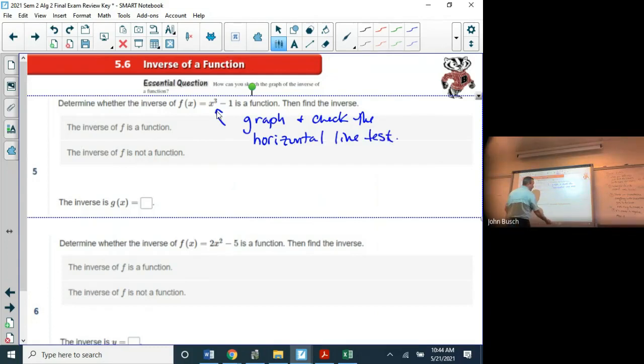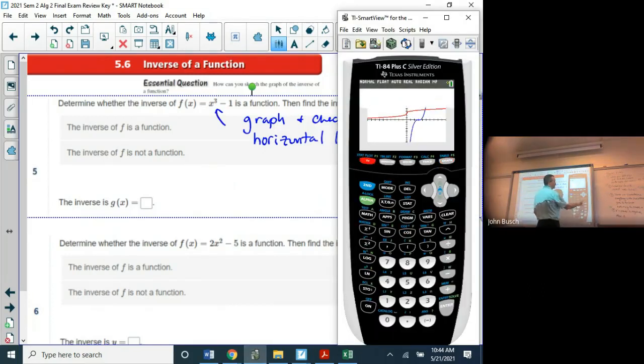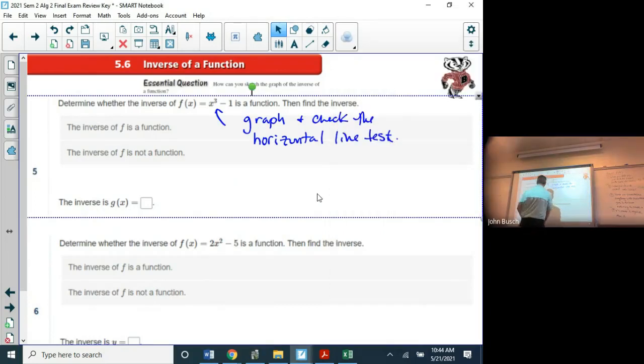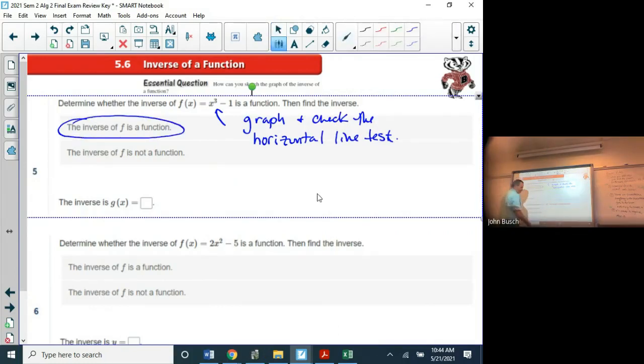Okay, so let's graph it. It is x to the third minus 1. And you can see if we drew a horizontal line through this, it would only touch the curve in one point for every horizontal line that you could draw. So the inverse of f is a function.